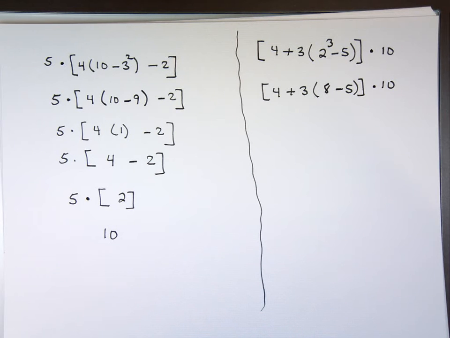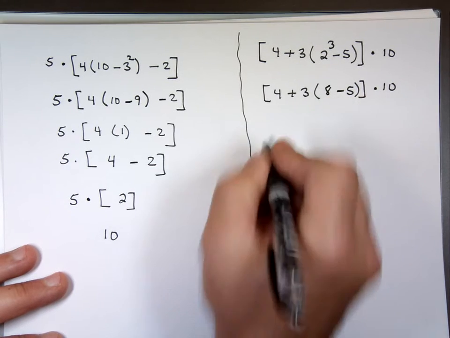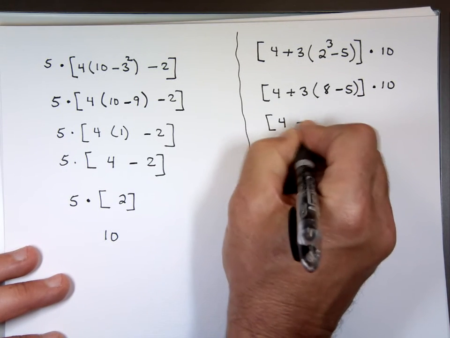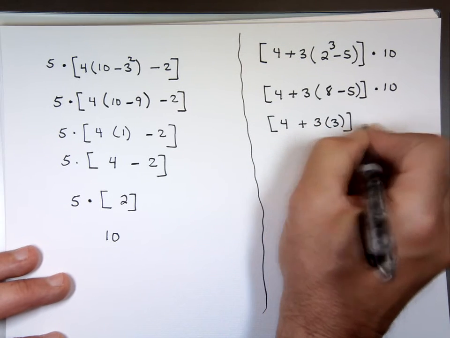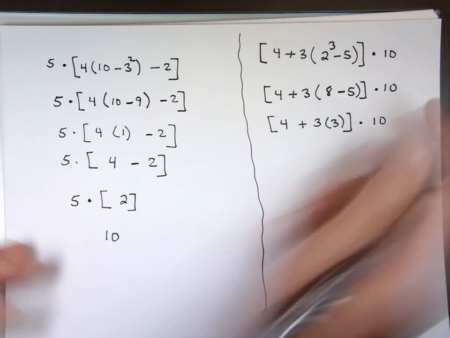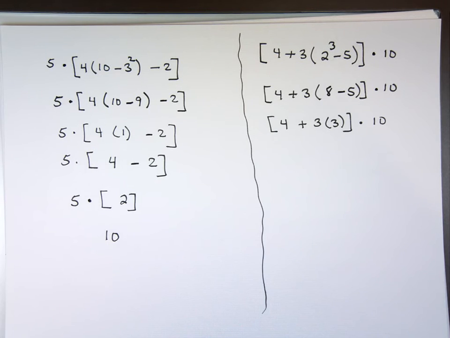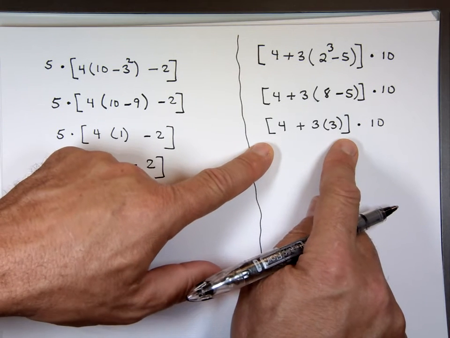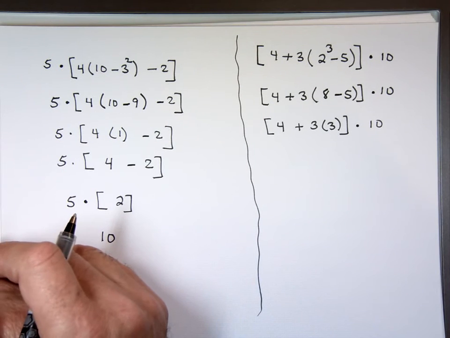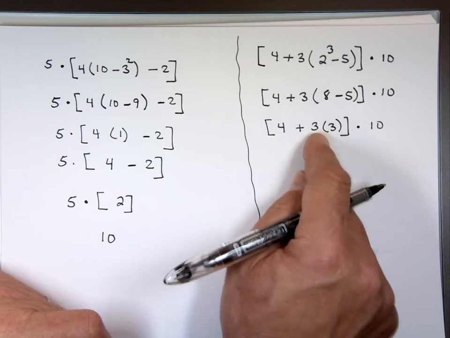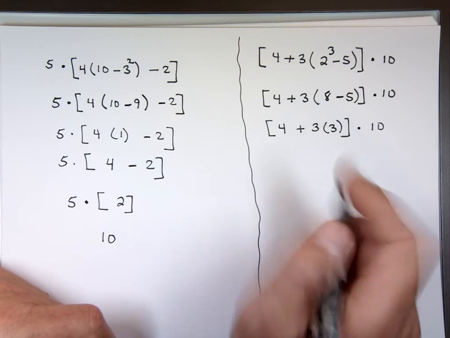I'm not done simplifying the inner one. What's 8 minus 5? 3. So we simplified the first set of parentheses. Now let's simplify the second set, the brackets. What's inside them? I got to do the multiplication before the addition. What's 3 times 3? 9.